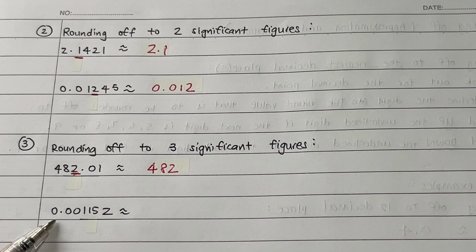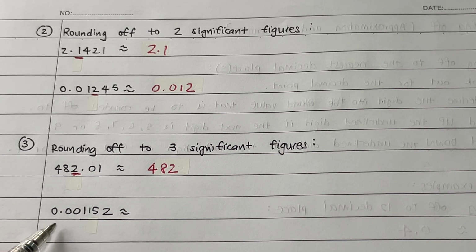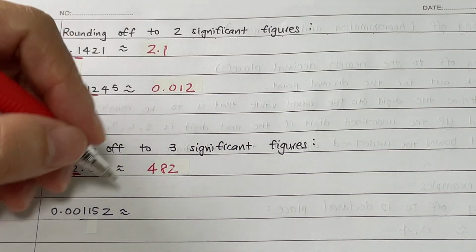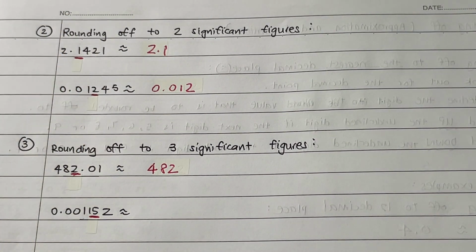Lastly, 0.001152. Let's look out for the first non-zero number, that would bypass all the zeros in front. This is the first non-zero digit. This is the first significant figure. Let's move down to the third significant figure to underline it. So first significant figure, second significant figure, third significant figure. We underline the digit 5.